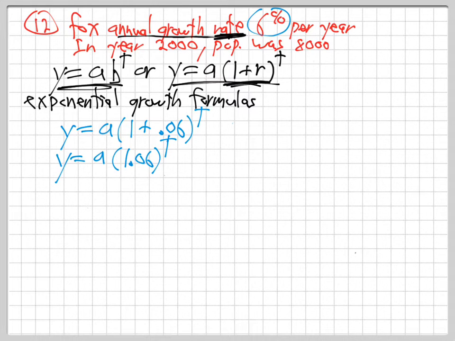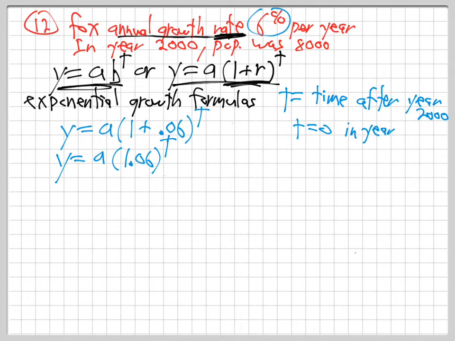Okay, so where's t? Now, what is t? T is time after. It says right in this problem, they want you to let t be time after the year 2000. In other words, t equals 0 in the year 2000. They always do this in these science problems. They always have a starting point. In this case, it's the year 2000. They want that to be time 0, and then everything is measured from there.